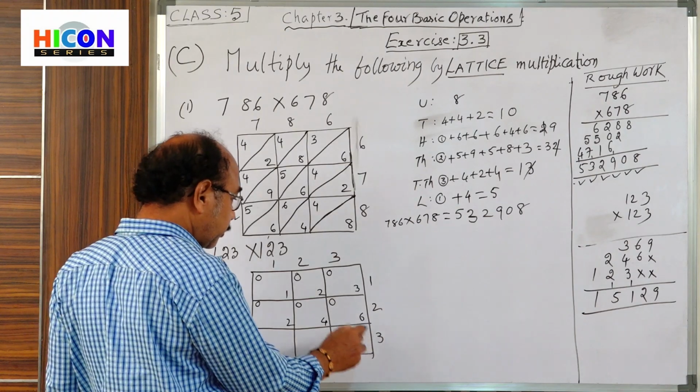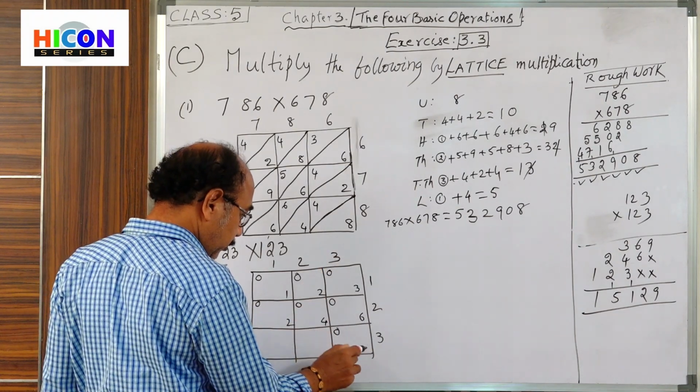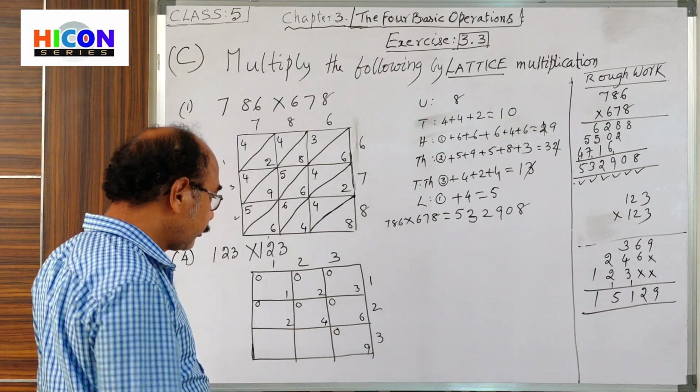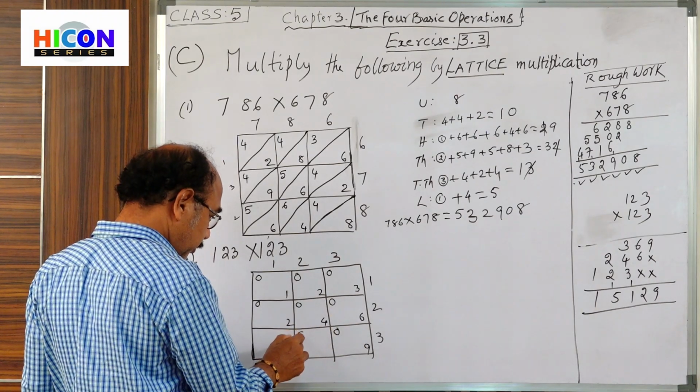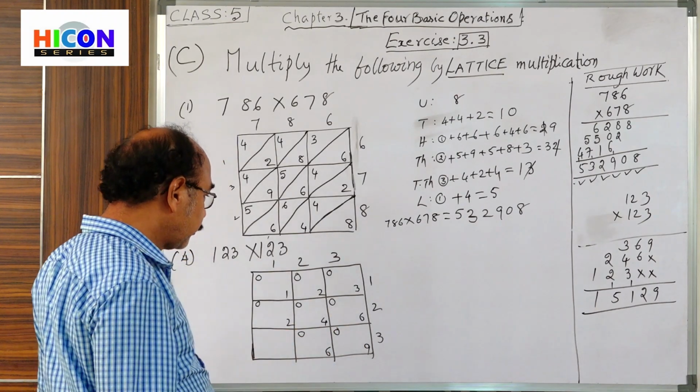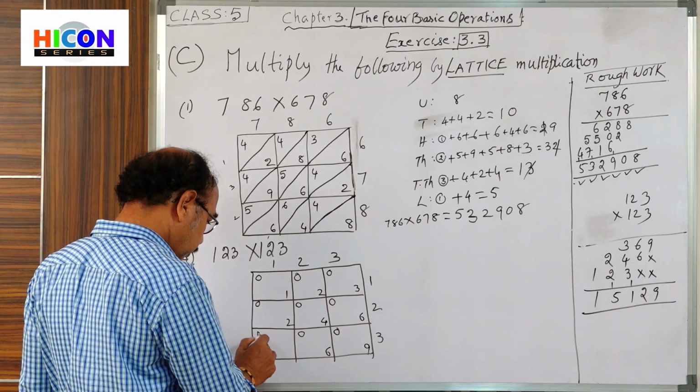With 3. 3 times 3 is 9. So here 0, here 9. 3 times 2 is 6. Here 0, here 6. 3 times 1 is 3. Here 0.